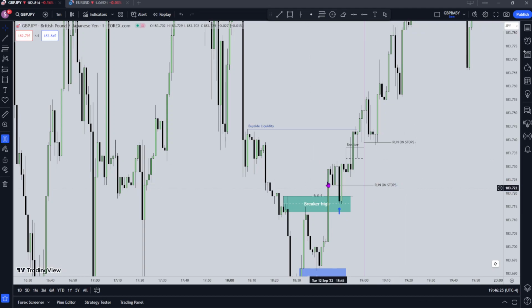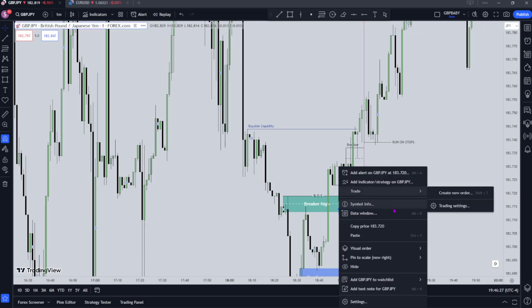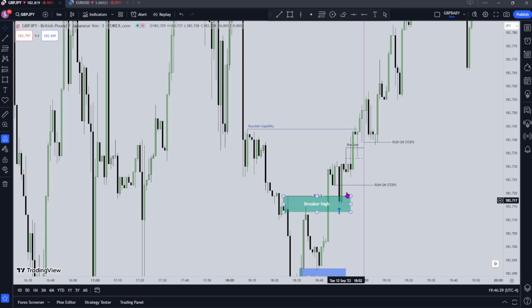And these run on stops are what drive me insane. From now on I'm going to mark every single run on stops I see, because being able to anticipate them will help me with my trading a lot. When you see price break like this, you're like, oh no, it's going down, but it's just a run on stops. It has to do a run on stops.